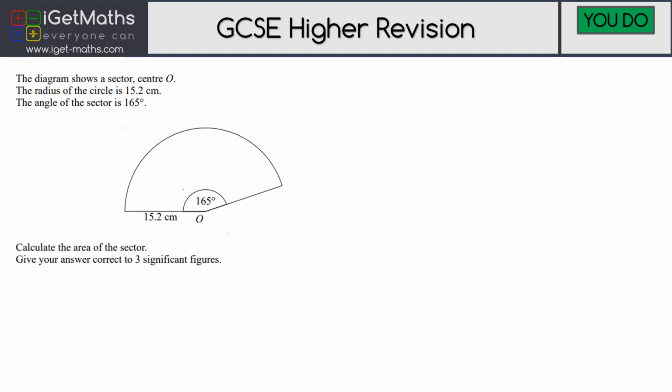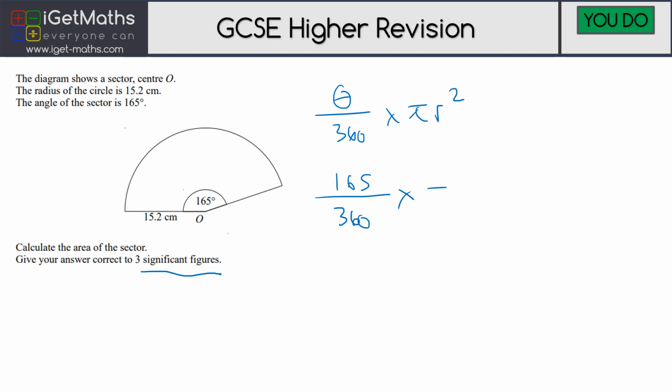Okay, so your question says the diagram shows a sector, center O, the radius of the circle is 15.2, the angle of the sector is 165 degrees. Again, we need to calculate the area, and we want 3 significant figures again. So we've got the angle out of 360 times pi r squared, and your angle is 165 out of 360. You're going to times that by pi times the radius, which here is 15.2 squared. You're going to hit that in your calculator.